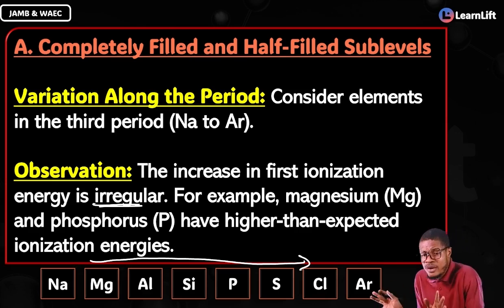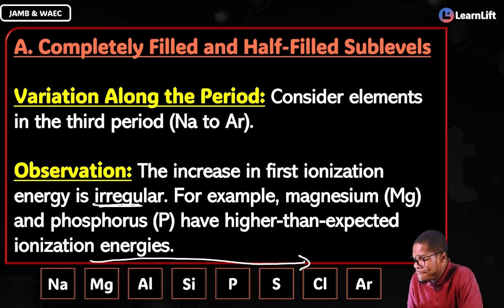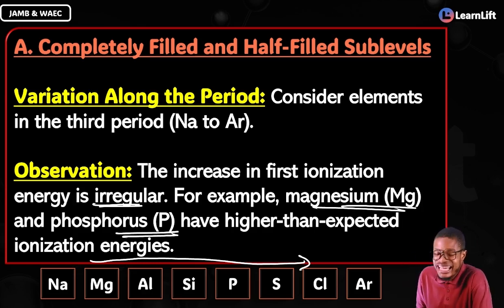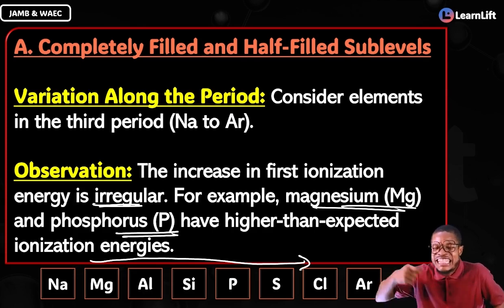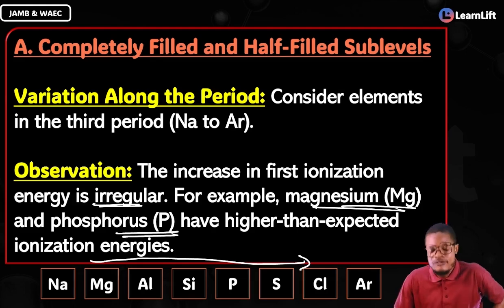I thought it was regular. No, it's a bit irregular. For example, if you are looking at magnesium and phosphorus, they have higher than expected ionization energy. What do we mean? Follow me from here. Let me explain.